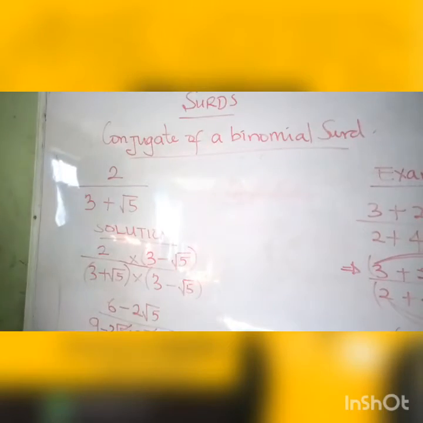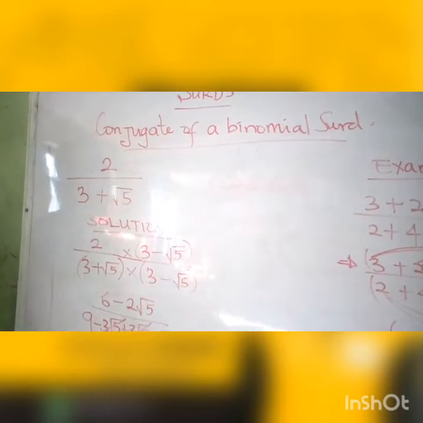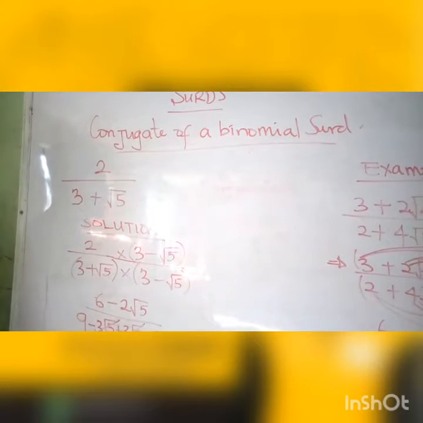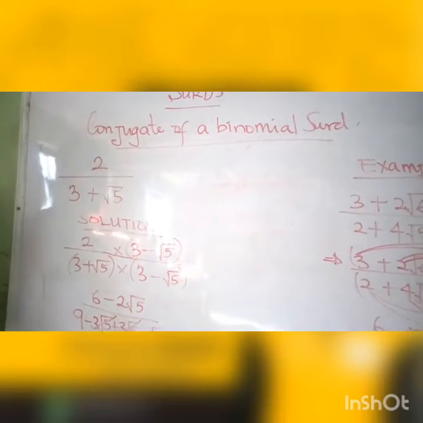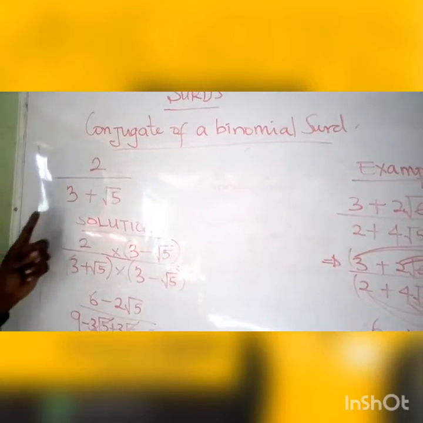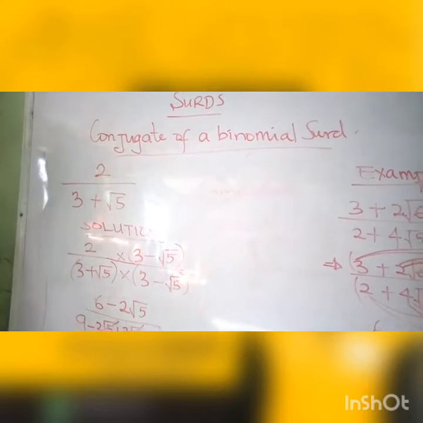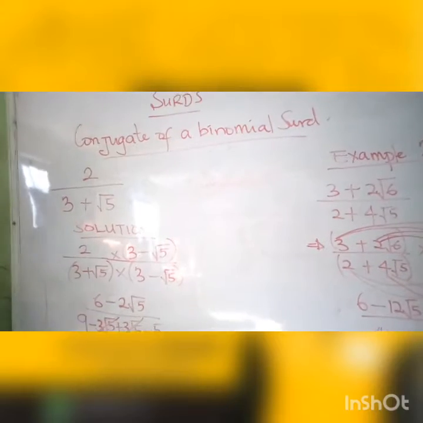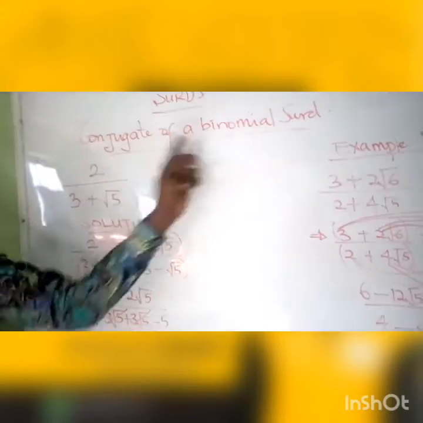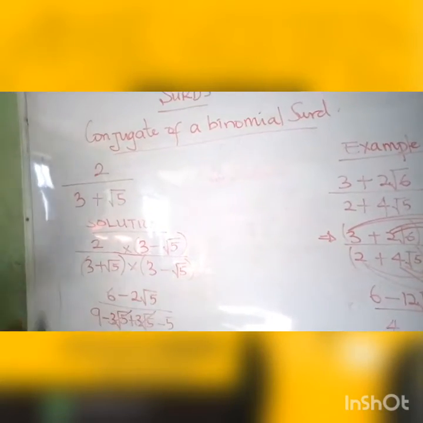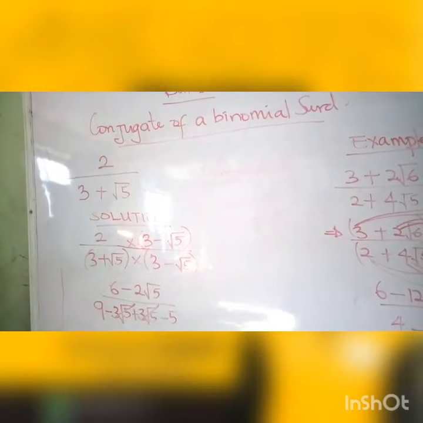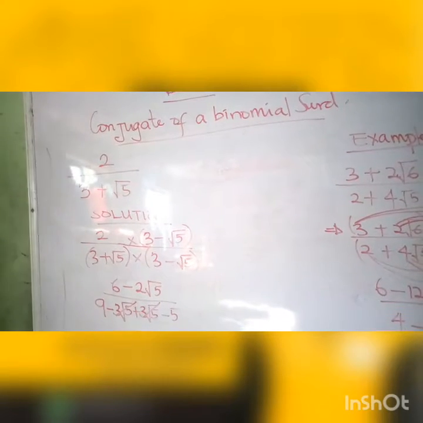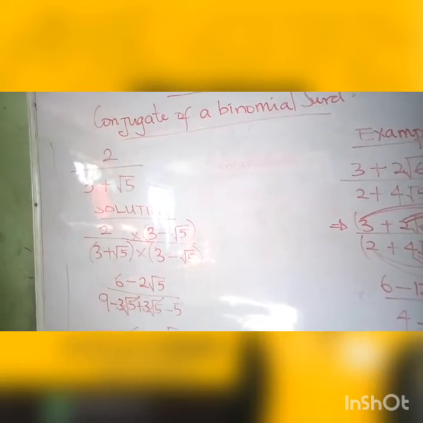The difference between rationalization and conjugate is that in rationalization we were dealing with just a number as our denominator. But in conjugate, it is called conjugate of a binomial sum. Binomial in this case means two numbers as our denominator. And in our first question, we were told to find the conjugate of 2 all over 3 plus root 5.